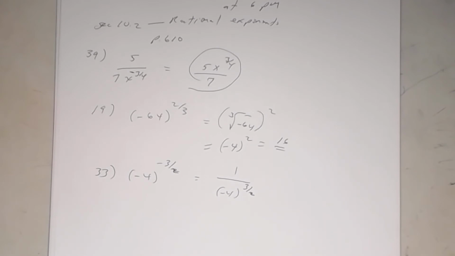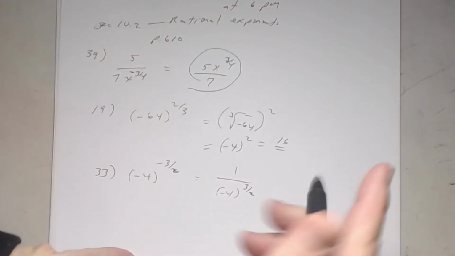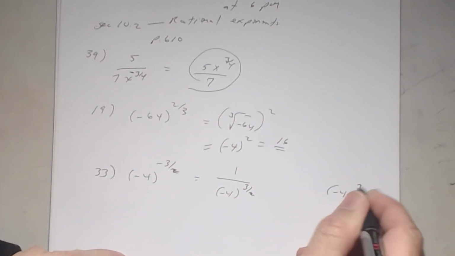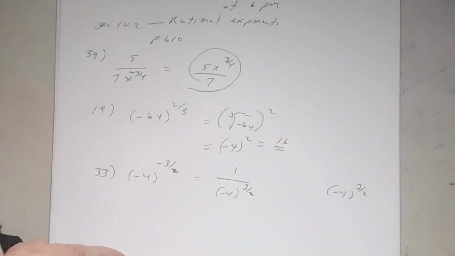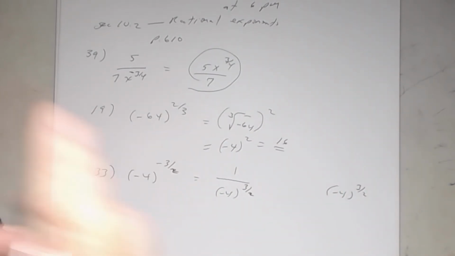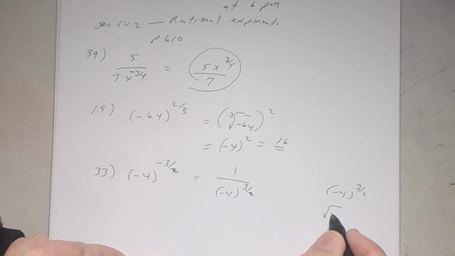Okay, so then I've got to simplify. I've got to change the negative 4 to the 3/2 to radical notation. So let's go off to the side and figure out what that would look like. Negative 4 to the 3/2 power. What's that? The square root of negative 4, all raised to the third power.